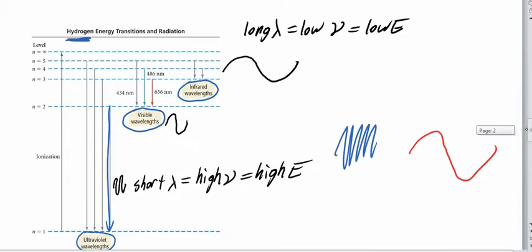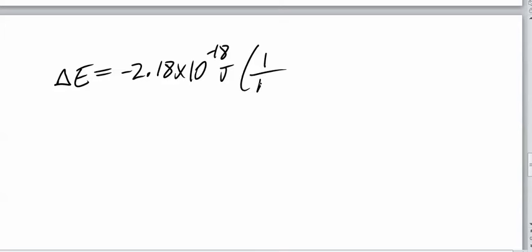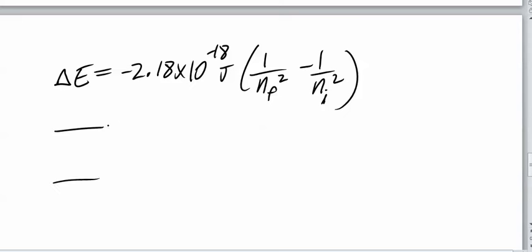So, to give another example of this, we'll move to some blank space. If we wanted to look at the energy change between two levels, you might have seen in your textbook the equation delta E is equal to negative 2.18 times 10 to the negative 18 joules, 1 over n final squared minus 1 over n initial squared. If you transition between two levels, let's say n equals 5 and n equals 2, if you start at n equals 5, that's your initial. If you end at n equals 2, that's your final.